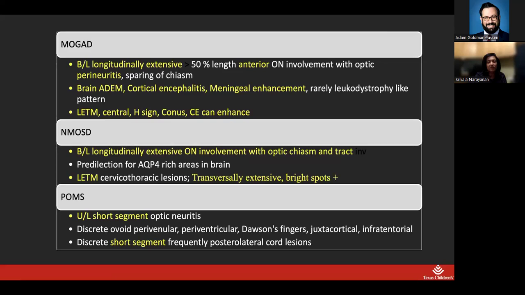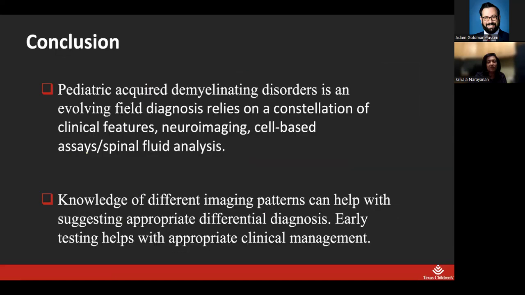For pediatric onset multiple sclerosis, the optic neuritis is usually unilateral and short segment. In the brain, these are typically discrete ovoid lesions: periventricular, juxtacortical, cortical, infratentorial. And again, in the spine, these are also very short segment and preferentially posterolateral cord lesions. So in conclusion, it's sort of an evolving field, right?